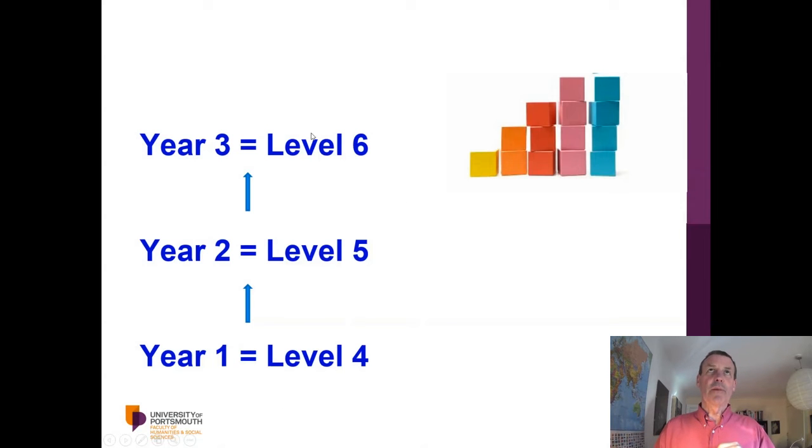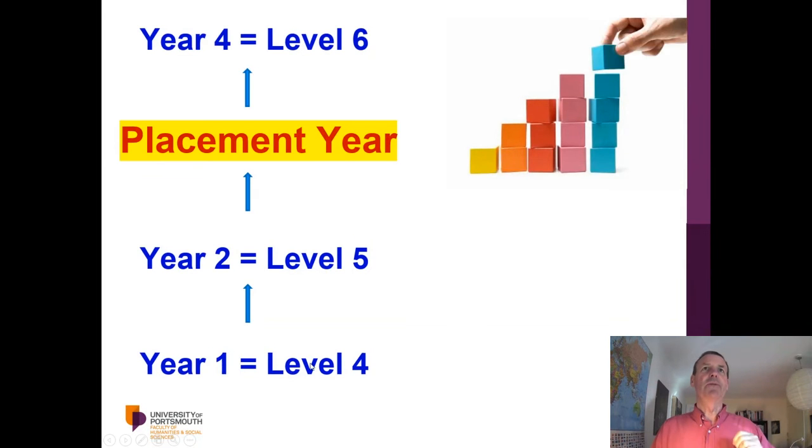Now, it's helpful to talk about levels because you might want to do a placement year between year 2 and year 3. And if you do, then that's what you'll do. So the placement year is now your year 3, and your year 4 is still level 6. Okay, so I'm going to begin by telling you what you'll study at level 4, and then we'll do level 5. I'll talk briefly about the options for your placement year, if you want to do one, and then level 6.